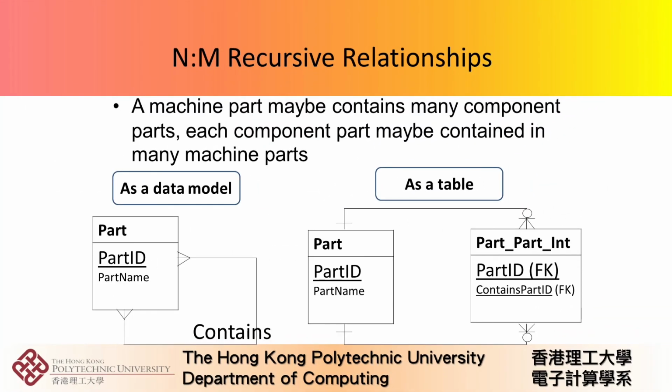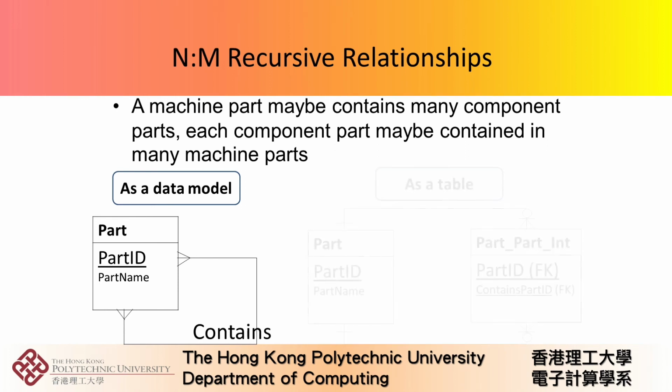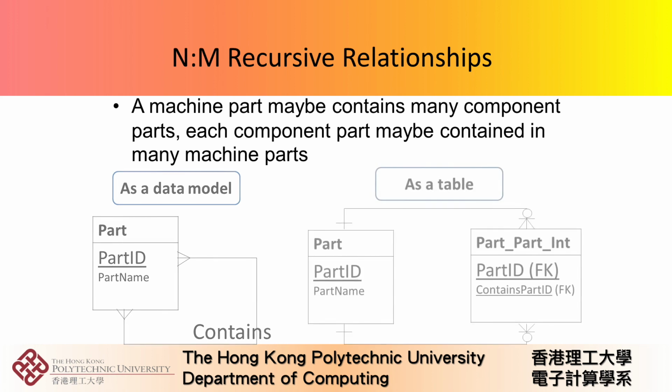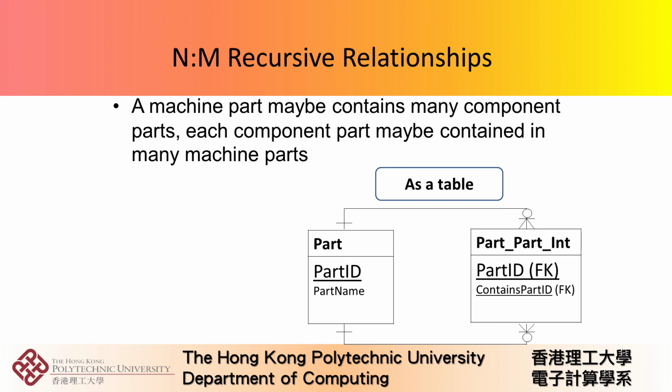In this example, a machine part may contain many component parts. Each component part may be contained in many machine parts. As a data model, the ER diagram should be shown like this. But as a table, these two foreign keys should be added and a new entity should be created.